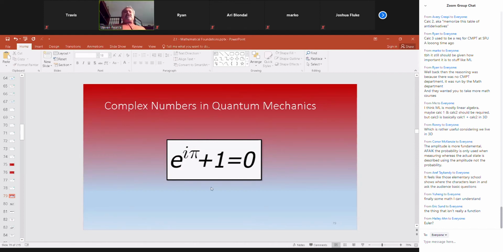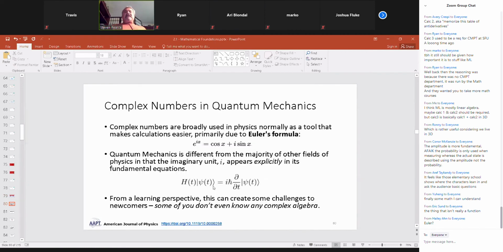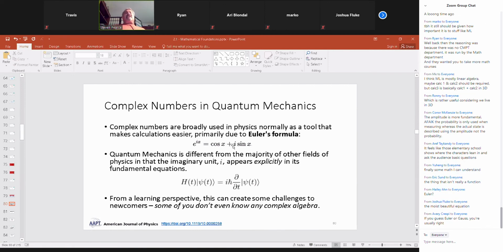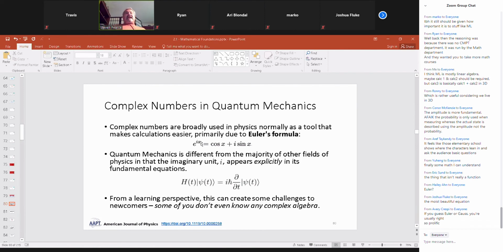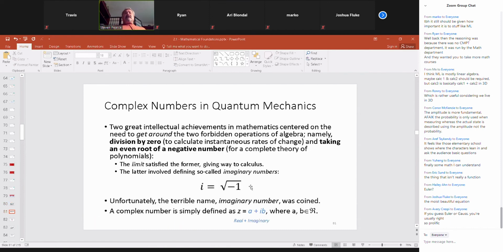Never mind that. This is an incredible equation for many reasons. Complex numbers are broadly used in physics, normally as a tool that makes calculations easier, due primarily to Euler's equation, and that's right there for x equals pi. That gives you that thing, okay? Quantum mechanics is different from the majority of other fields because i appears right there explicitly in the equation, the complex unit.